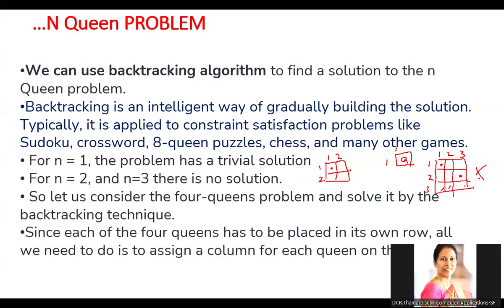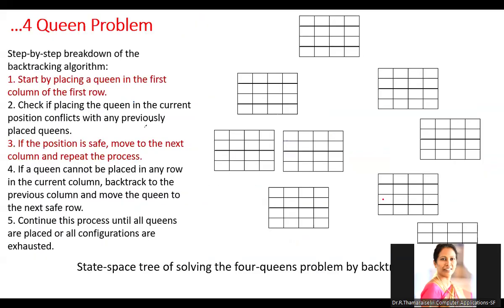Now let us consider the 4 queens problem and solve it by backtracking. Since each of the 4 queens has to be placed in its own row, all we need to do is assign a column for each queen on the board. So here are 4 queens. What is the step-by-step process for the backtracking algorithm to solve the 4 queen problem? The first step is to start by placing a queen in the first column of the first row. There are 4 columns and 4 rows: queen 1, queen 2, queen 3, queen 4.